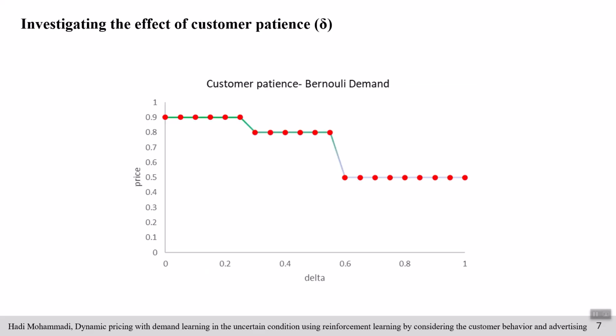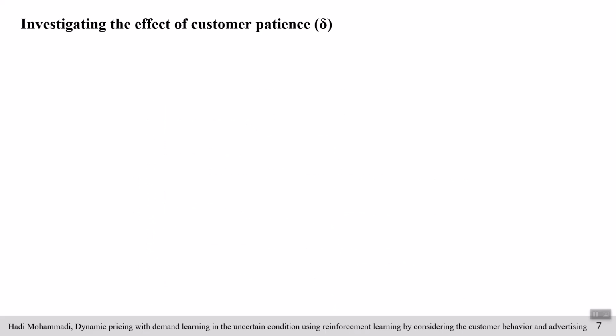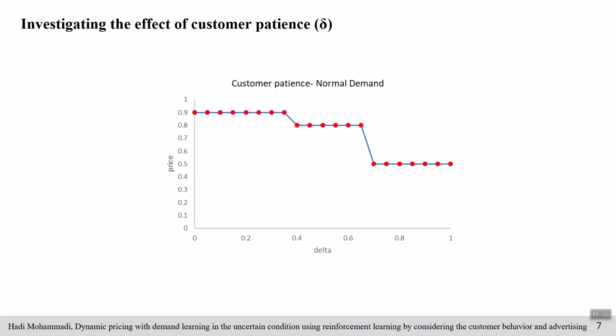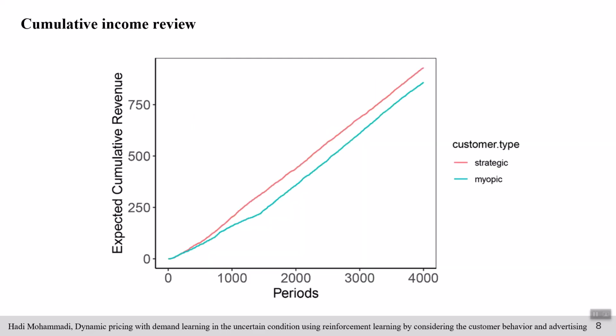In the numerical results, first of all, we can see that by increasing delta, which means going from the myopic customer to the forward-looking customer, the seller has to propose a lower price, and you can see the same pattern in the normal distribution and normal demand.